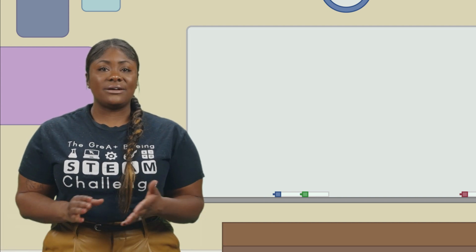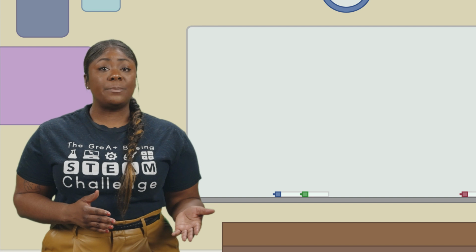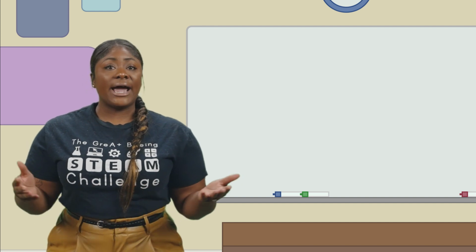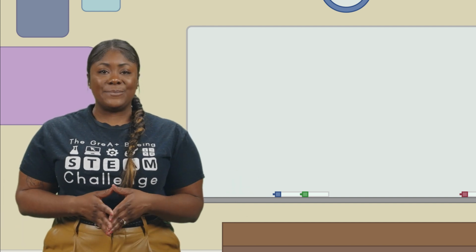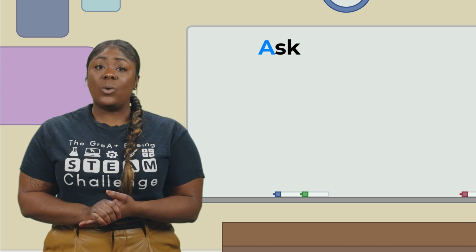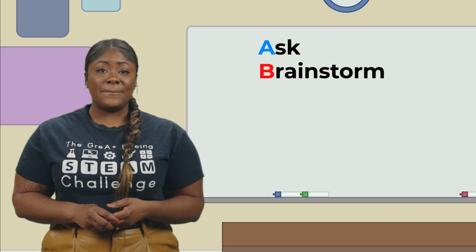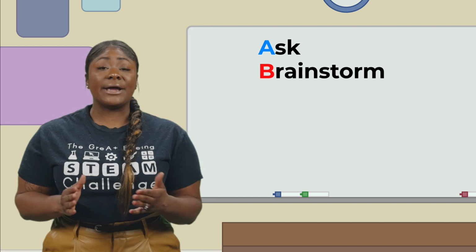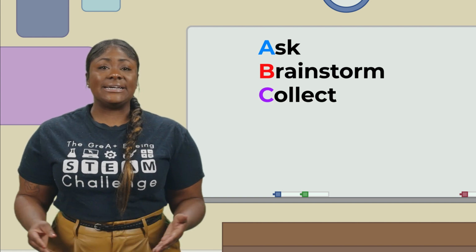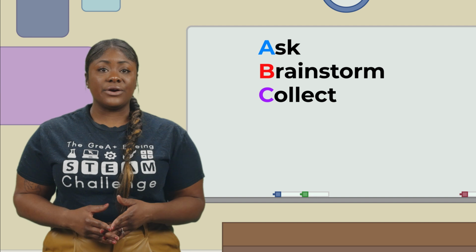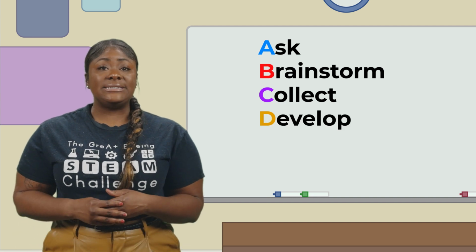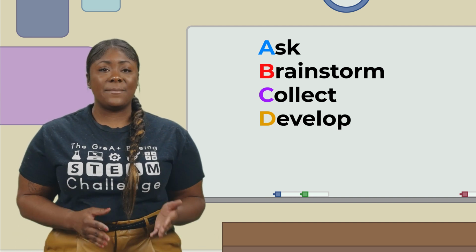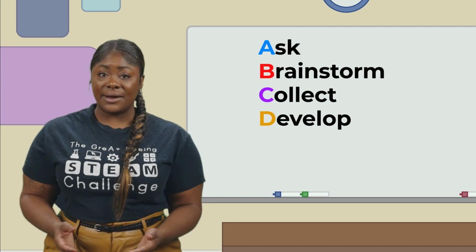Before you go, check out some tips and questions to help you prepare for your project. Take out your design thinking process card to help you. A, ask, what am I trying to create? B, brainstorm, how can I use my materials to make what I am trying to create? C, collect, what information have I learned that will help me create? D, develop, what is the first step I need to make to create?